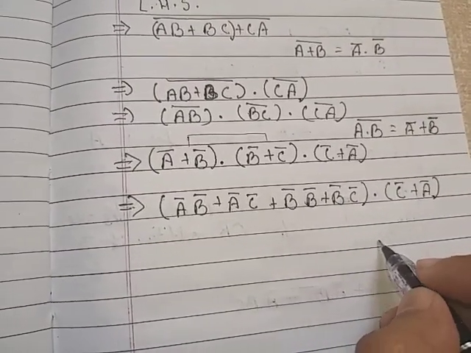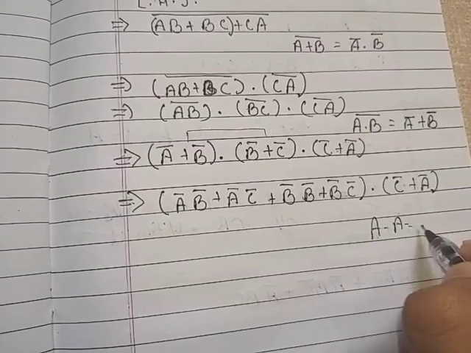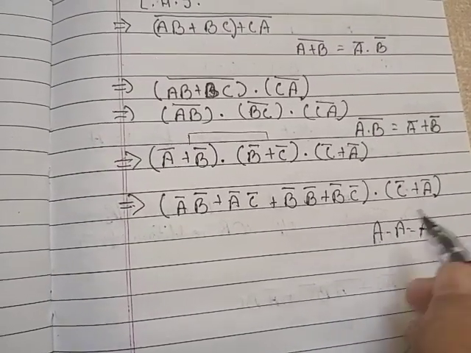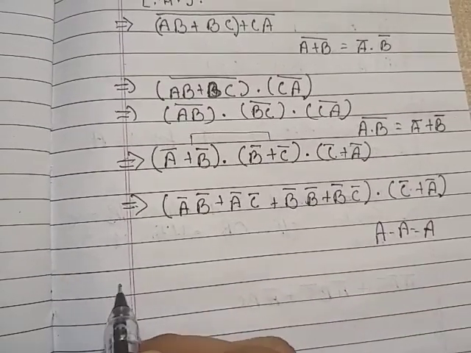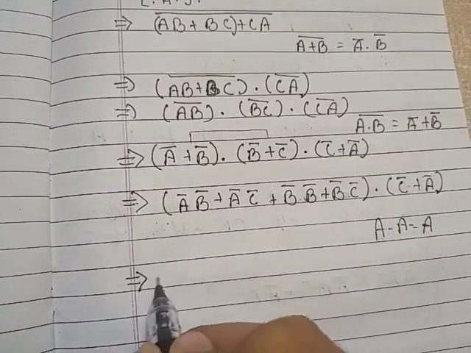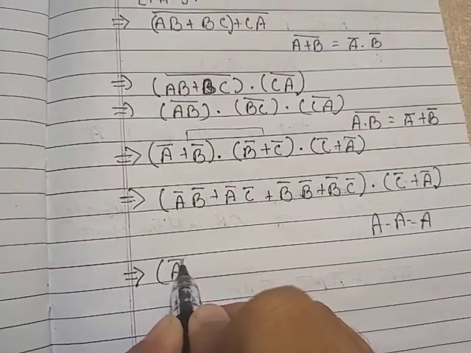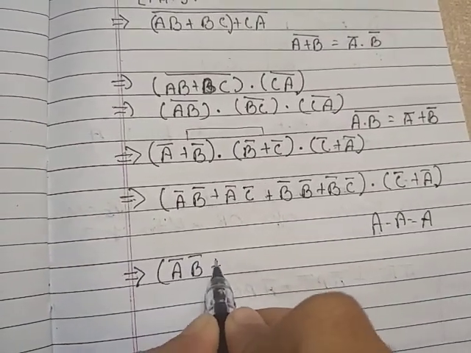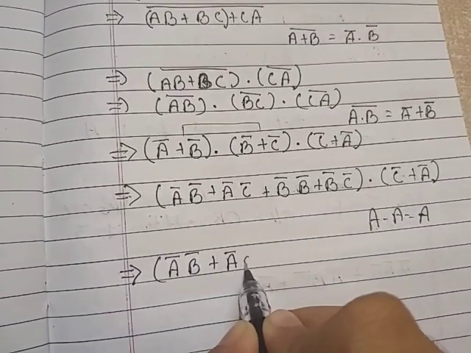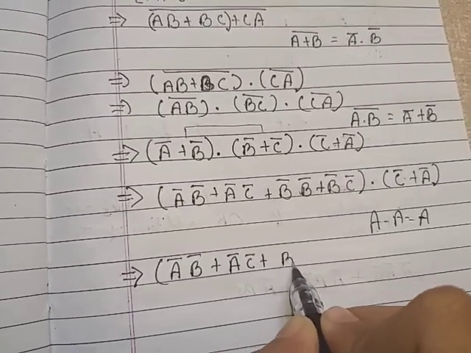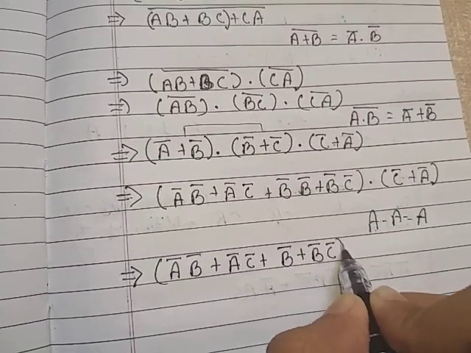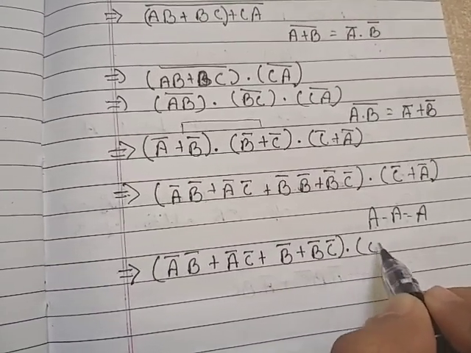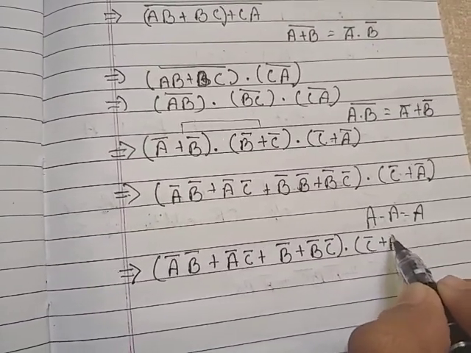Now we know that A dot A is equal to A. So what we get, A bar B bar plus A bar C bar plus B bar plus B bar C bar dot C bar plus A bar.